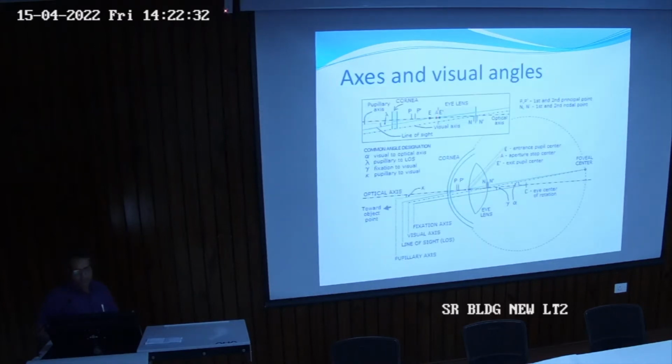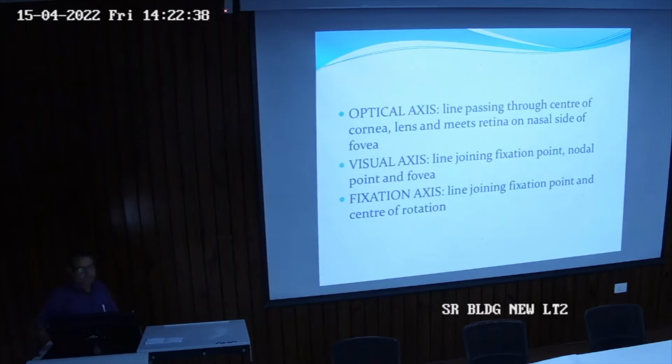So there are axes and visual angles. There are different axes and angles. We will discuss optical axis, visual axis and fixation axis. The optical axis is the line passing through the center of the cornea and the center of the lens, and it meets the retina on the nasal side of the fovea.